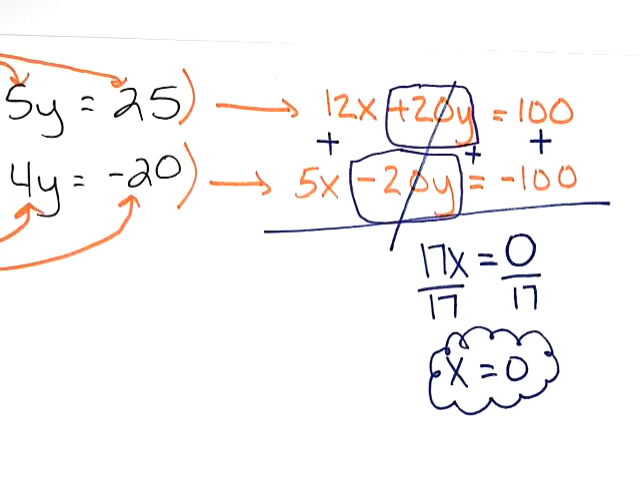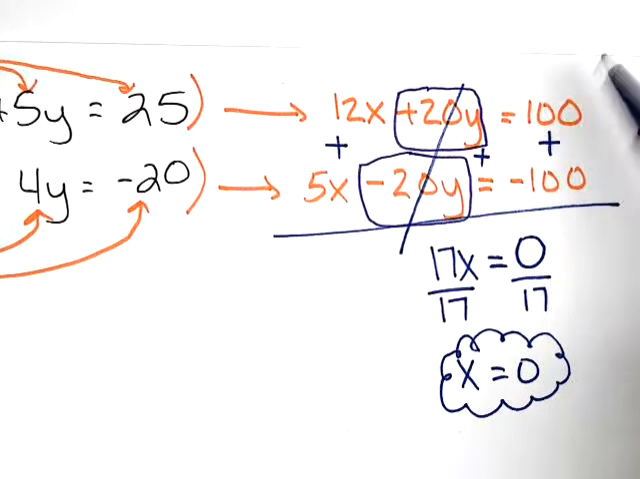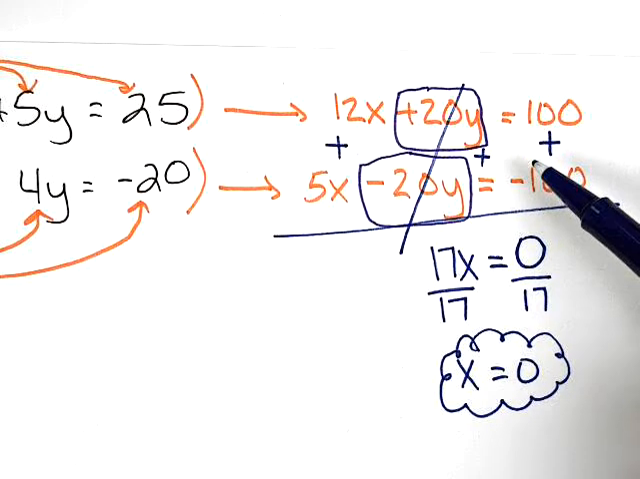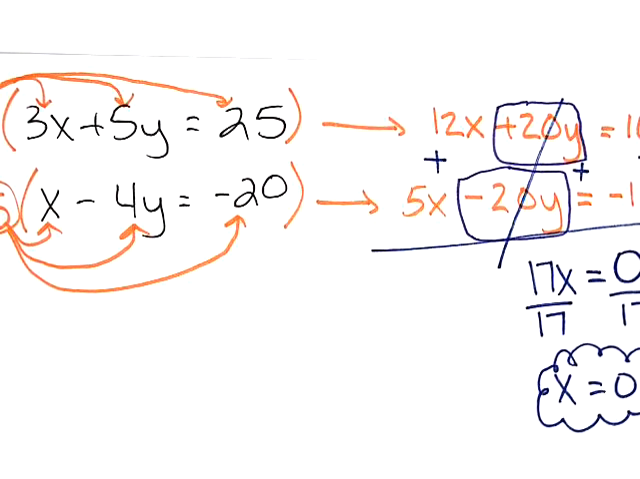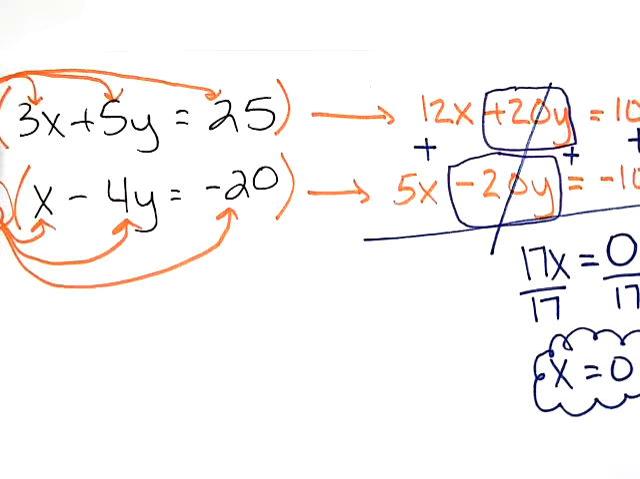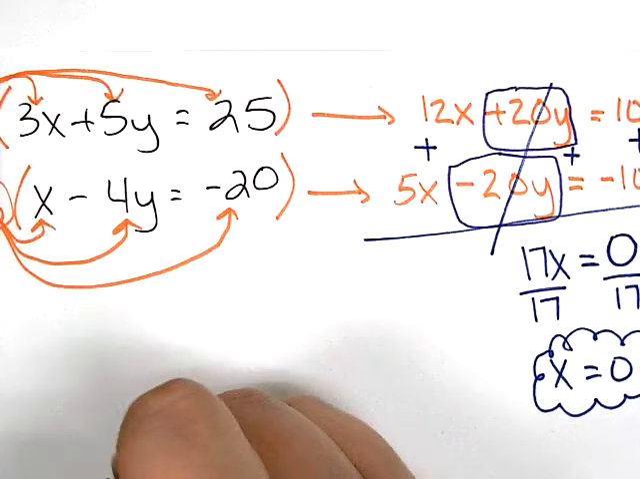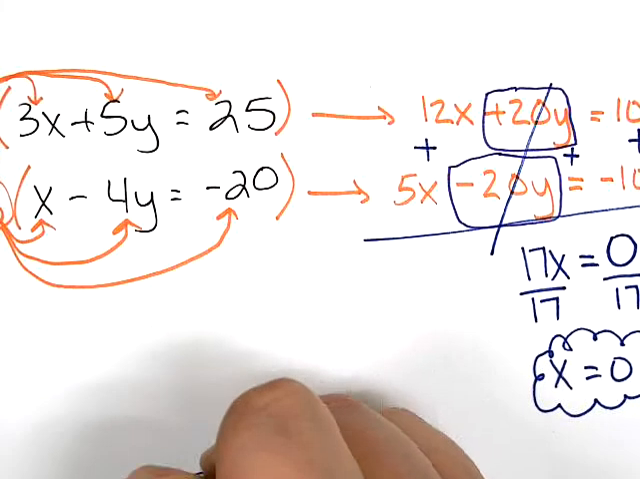All right, we're halfway done. Now, you have a couple of different options. You can go to one of these equations to plug in your x and solve for y, or you could go to one of your original equations. All right, I'm going to go to the very first original one. So I'm going to go to 3x plus 5y equals 25.